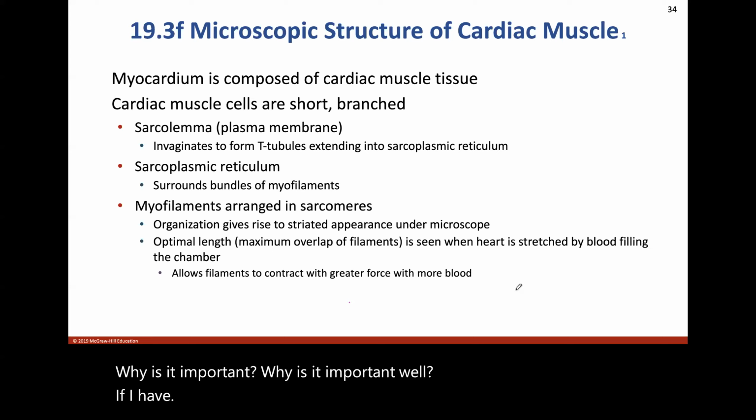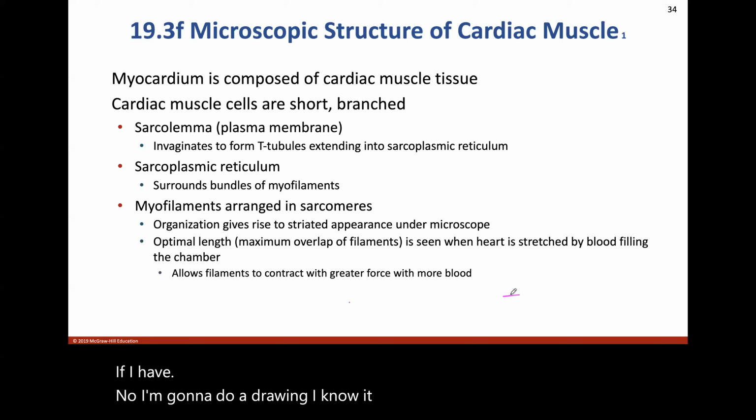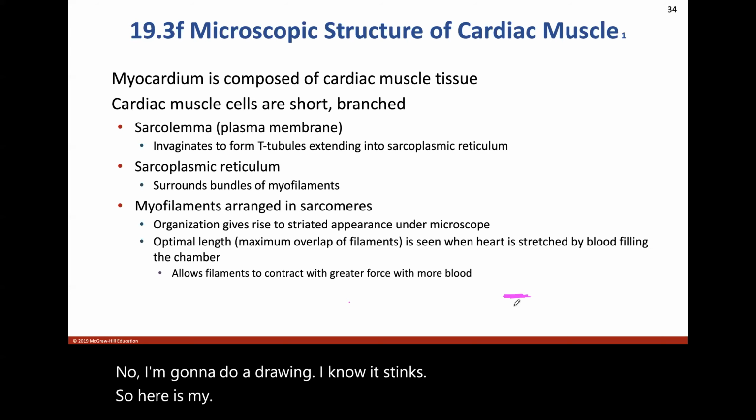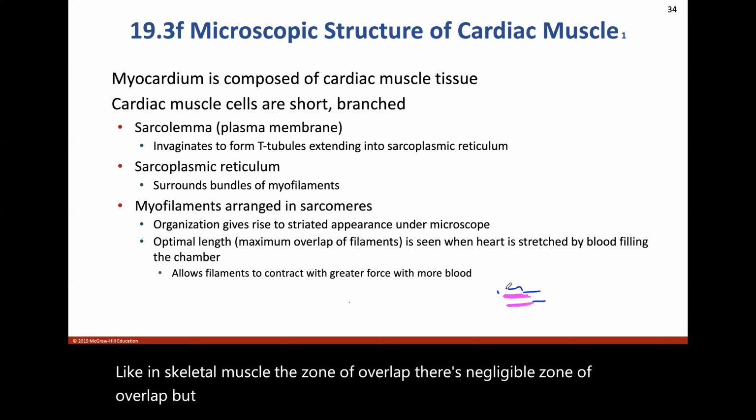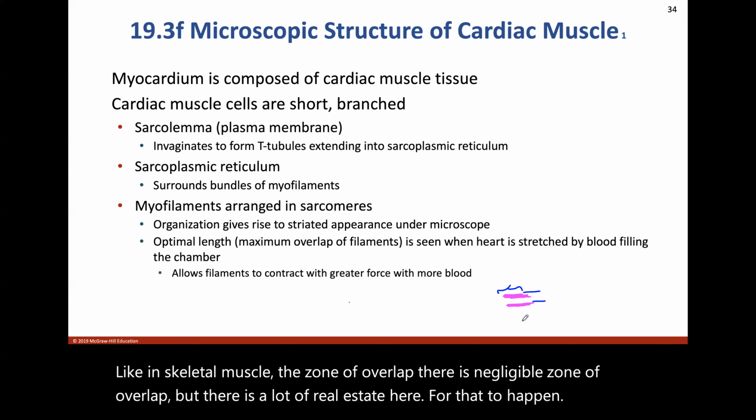I'm going to do a drawing. I know it stinks. So here's my, right, there's the thick. Of course it is. Okay, and there's my thin. So if, like in skeletal muscle, the zone of overlap, there's negligible zone of overlap, but there's a lot of real estate here for that to happen. So skeletal muscles can generate a lot of force.